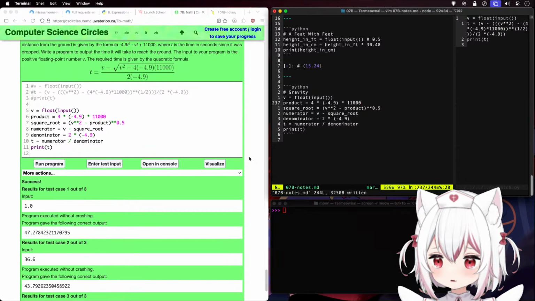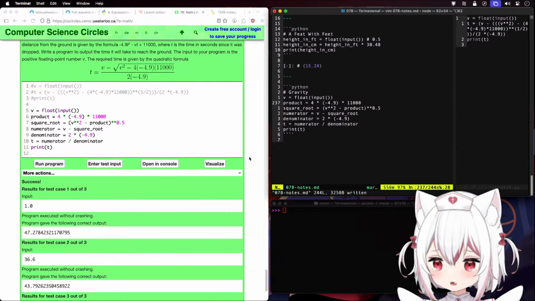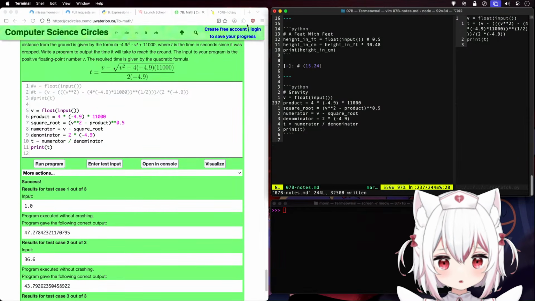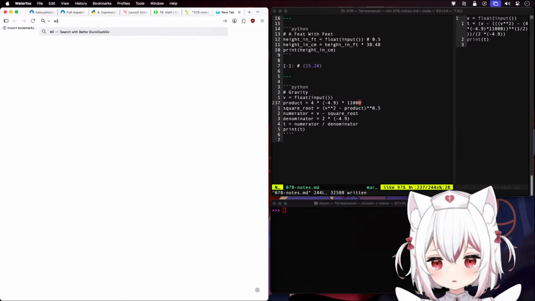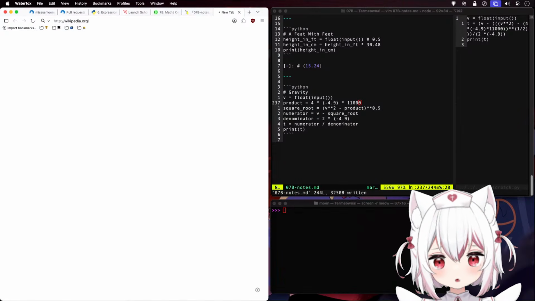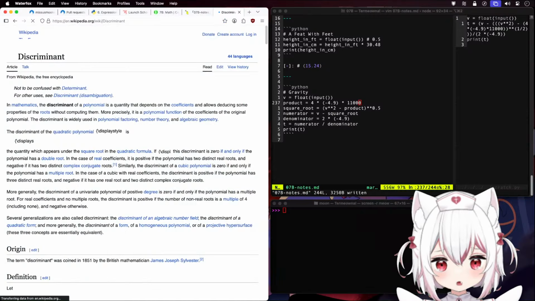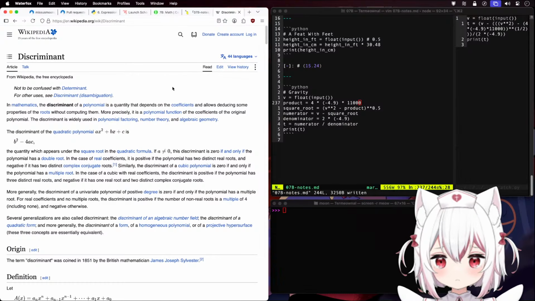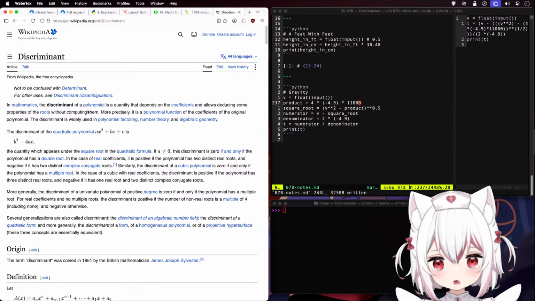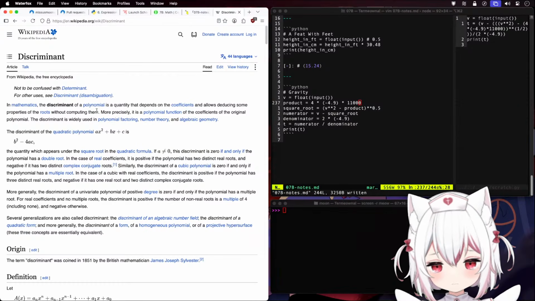The square root in a quadratic formula is called a discriminant, by the way. You're probably right. I wasn't sure what that was called, though. The discriminant of a polynomial. Is this different? I see something about root.